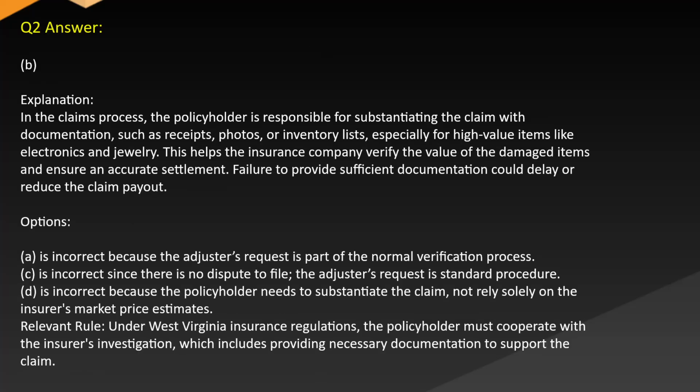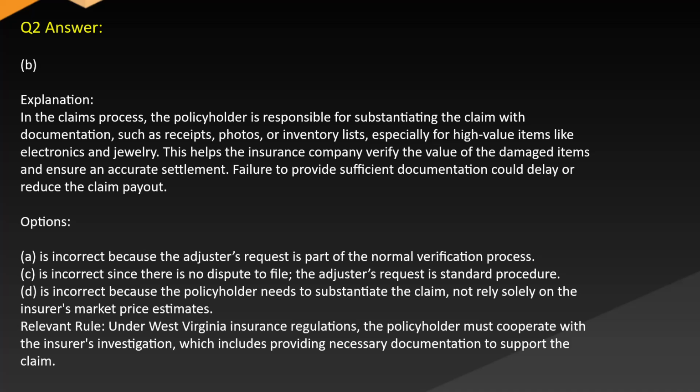Answer B. Explanation. In the claims process, the policyholder is responsible for substantiating the claim with documentation such as receipts, photos, or inventory lists, especially for high-value items like electronics and jewelry. This helps the insurance company verify the value of the damaged items and ensure an accurate settlement. Failure to provide sufficient documentation could delay or reduce the claim payout.